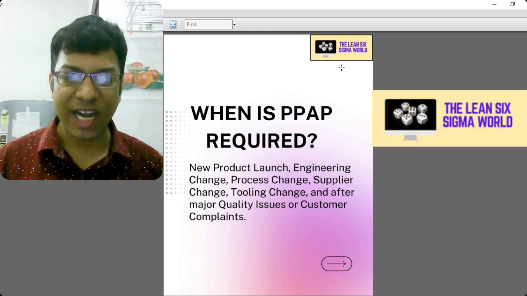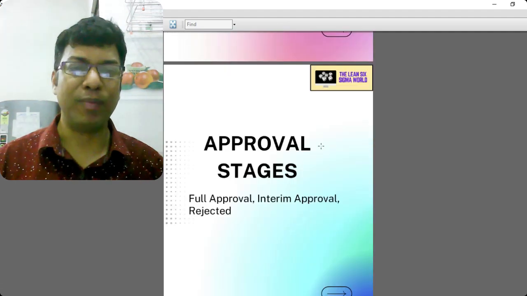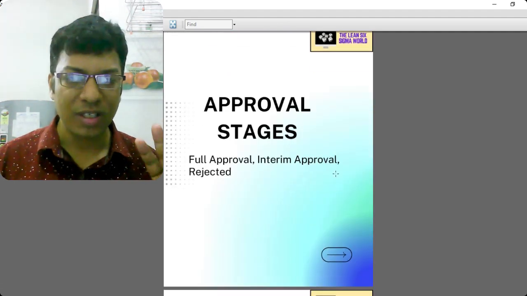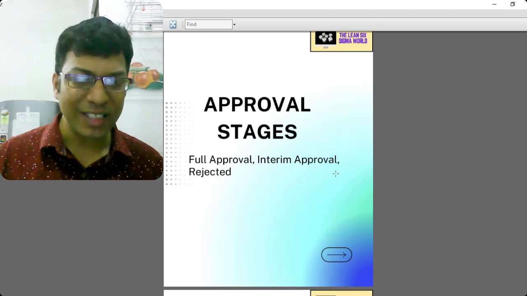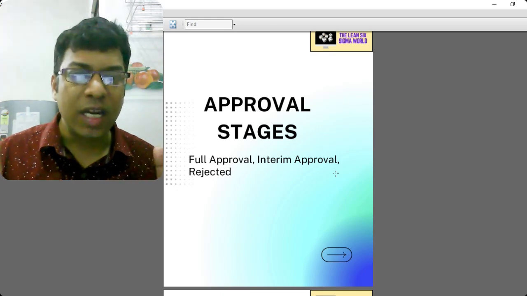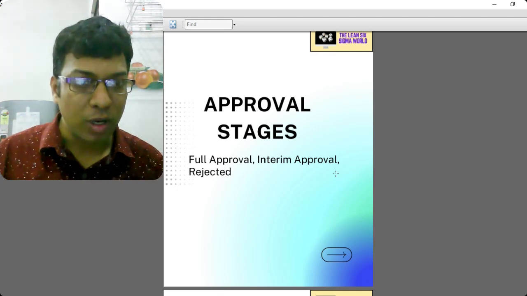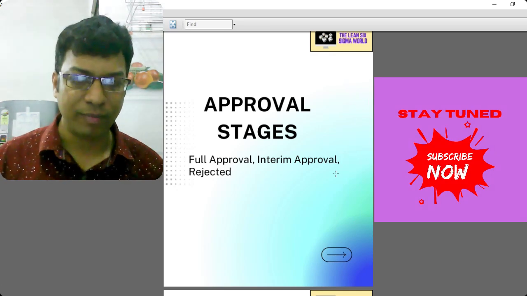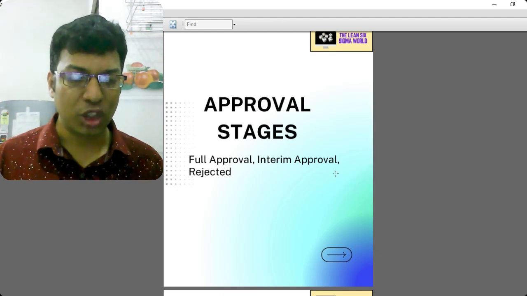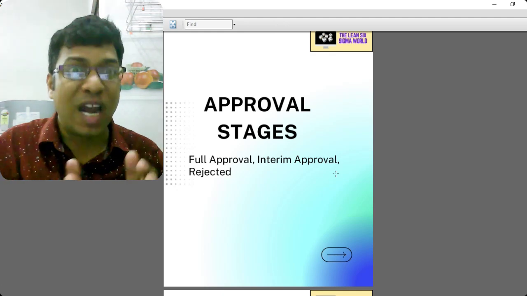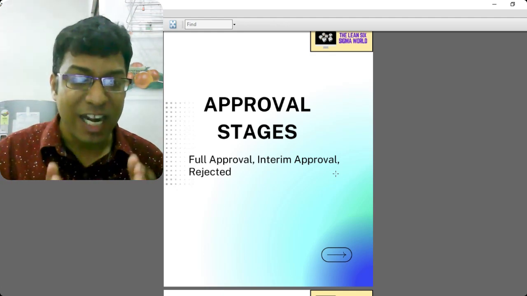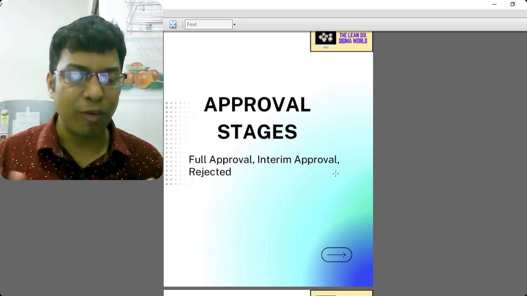Now, we need to understand what are the approval stages of PPAP. Now, there are three approval stages involved in PPAP. First is fully approved. Second one is interim approval, means it is conditionally approved, means it is approved but with some conditions, with some comments. And third one is basically rejected. Customer can reject that, customer can approve that, and customer can approve with some conditions. That is basically interim approval, intermediate stage. So these are the three stages of approval.